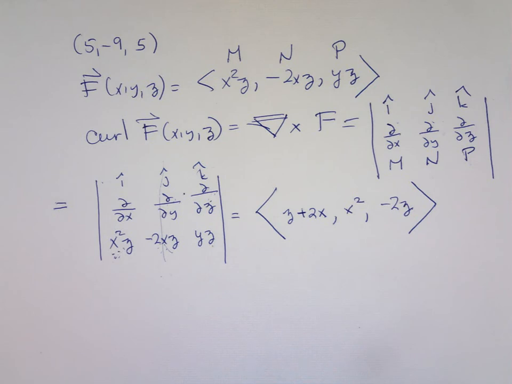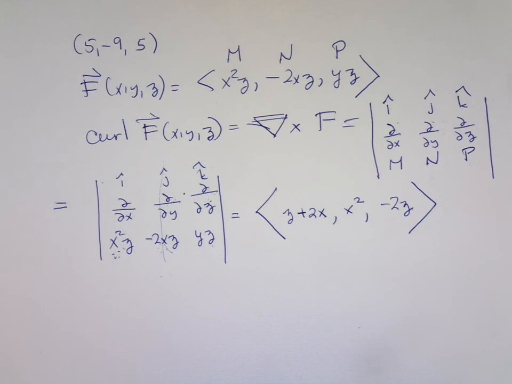This is x squared. Zero, okay. So it's 0 minus x squared, but it's for the j, the middle, so it's negative. If all of the components are zero, it has to be identically the zero vector in order for it to be conservative.